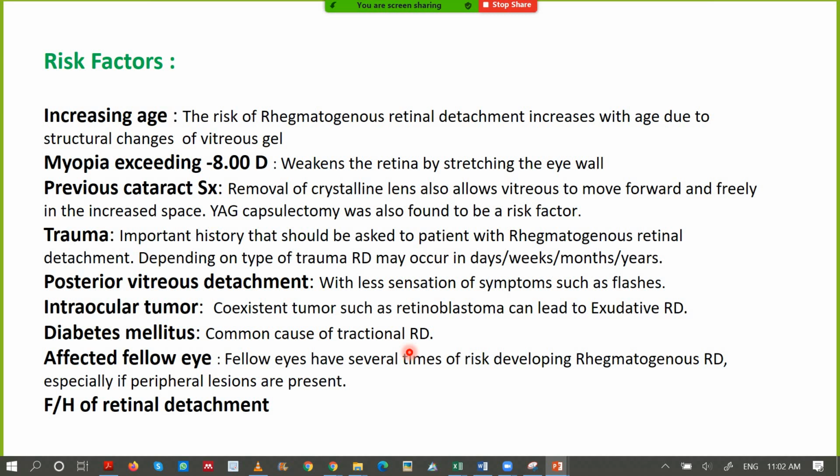As I said before, myopia is again a problem. When there is myopia, it is stretching the eyeball and there is an increase in axial length. So that is again going to cause a retinal detachment.